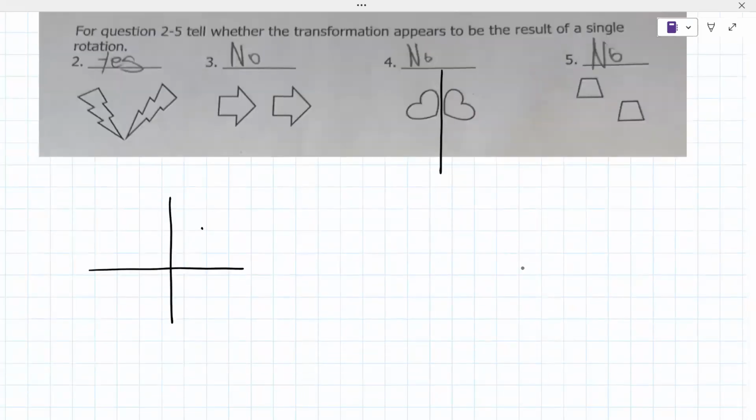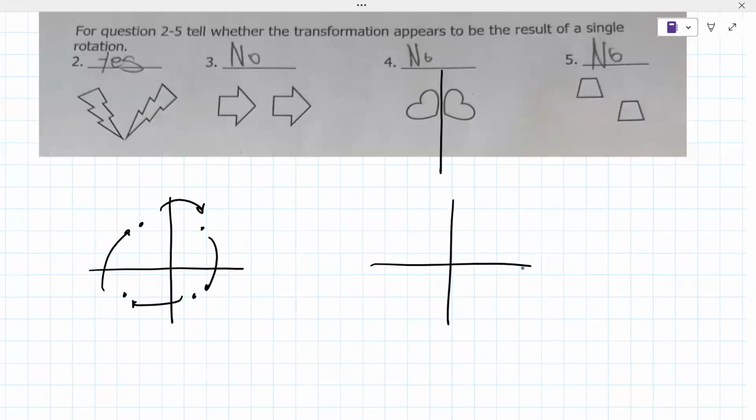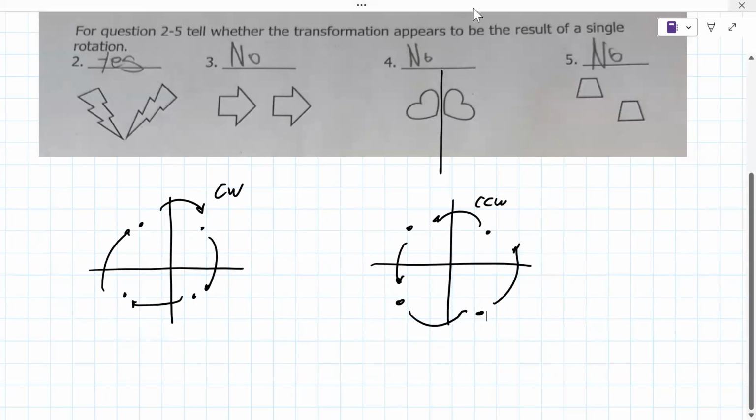Typically rotations move quadrants, and it depends on the direction, whether you're going clockwise, CW, or counterclockwise. They typically move a quadrant. So just keep that in mind. And the really difficult one, like number 6 here, well, I guess they're graphing it for you.